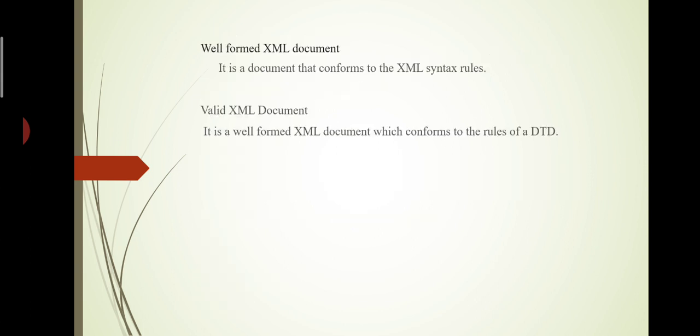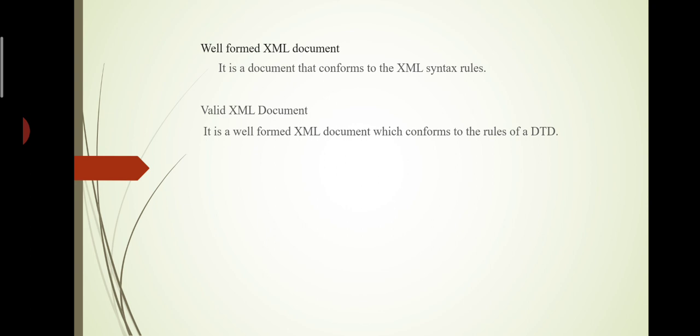So these two terms are important in the XML, that is well-formed XML document and valid XML document. Surely they will ask you what is the difference between the well-formed and valid XML document. So coming to the well-formed, it is nothing but a document that conforms to the XML syntax rules. So the document which is prepared by following the XML syntax rules is known as a well-formed XML document.